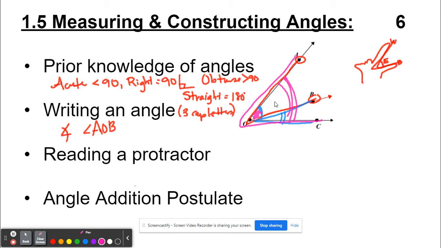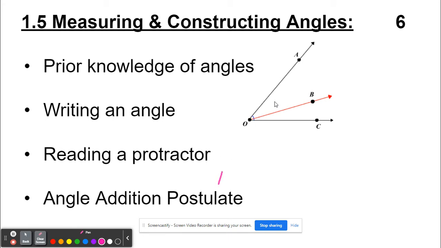We'll talk about reading a protractor in a minute. And then we're going to talk about the angle addition postulate. I'm going to clear all my ink here. If I look at this picture right here, let's say that this is 42 degrees and this is 30 degrees. That means the big angle from A to O to C would be if I add those 2 angles together. So angle AOB plus angle BOC equals angle AOC. So 42 plus 30 would equal the big angle, which is 72.